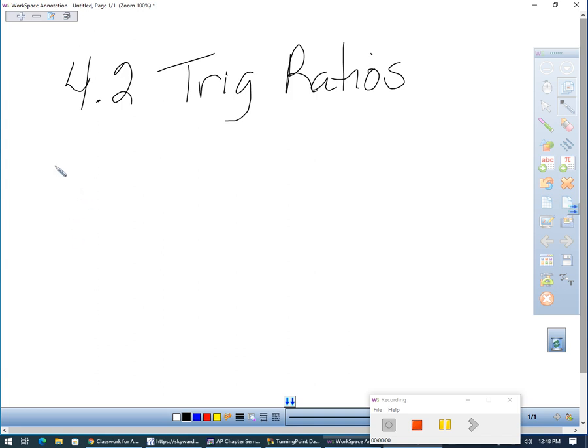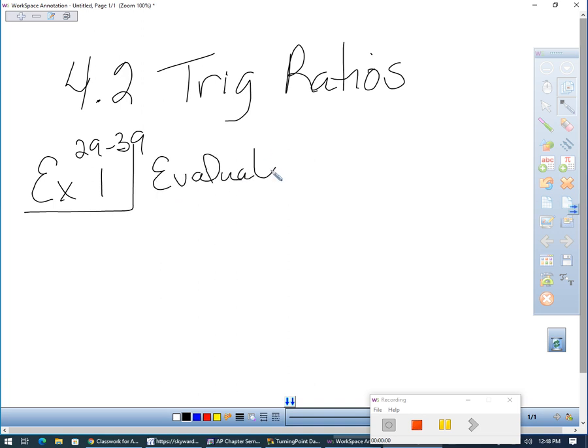All right, so here is example number 1. Okay, you guys ready? So, in this one, we are going to talk about the 29 through 39. And it is going to ask you to evaluate using a calculator.